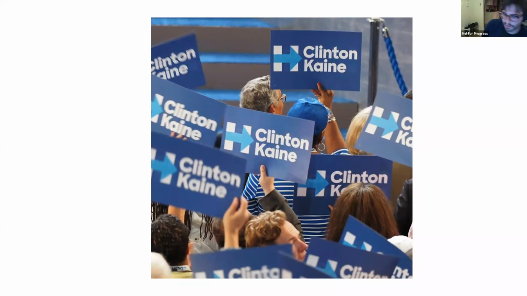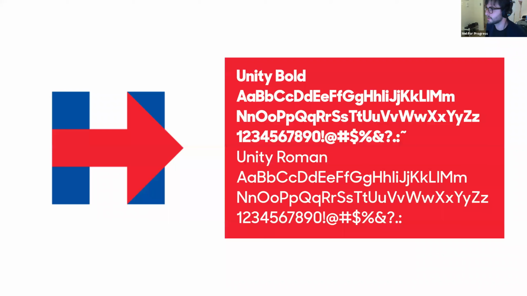And so they start with the logo, and this logo is made of really simple geometric forms. And so in order to find a typeface that can accompany this logo, they went to a typeface. This is actually a typeface called Sharp Sans, designed by Lucas Sharp, who is in Brooklyn. But they redesigned it slightly. They gave it round dots instead of square dots to make it a little friendlier, and renamed it Unity Bold.